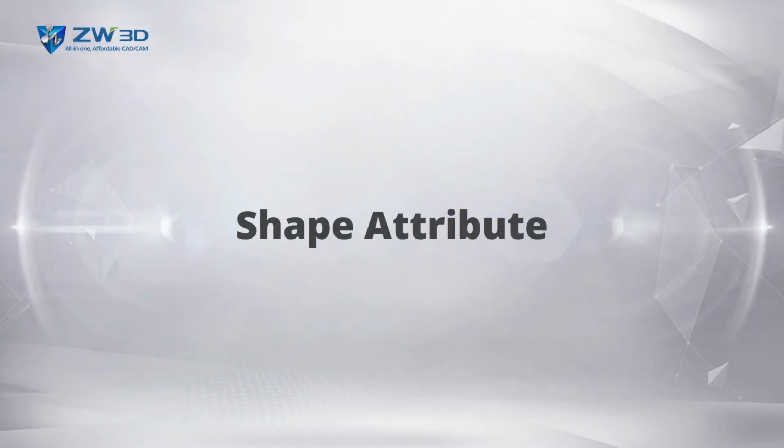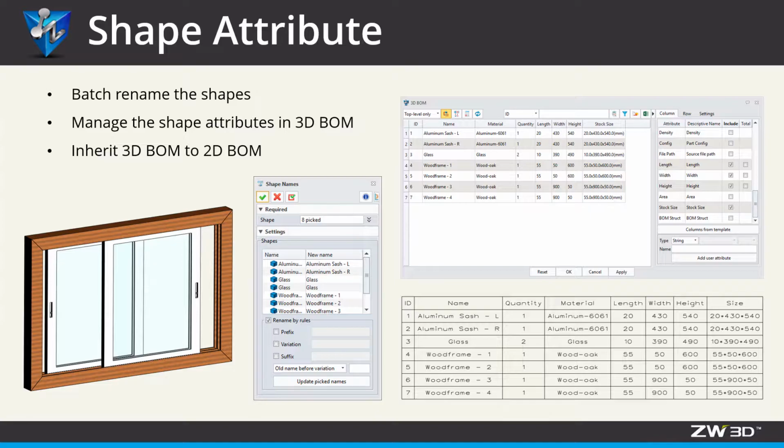Shape attribute. In ZW3D 2019, any shape can be added attributes individually, and all shape attributes can be managed in 3D BOM.